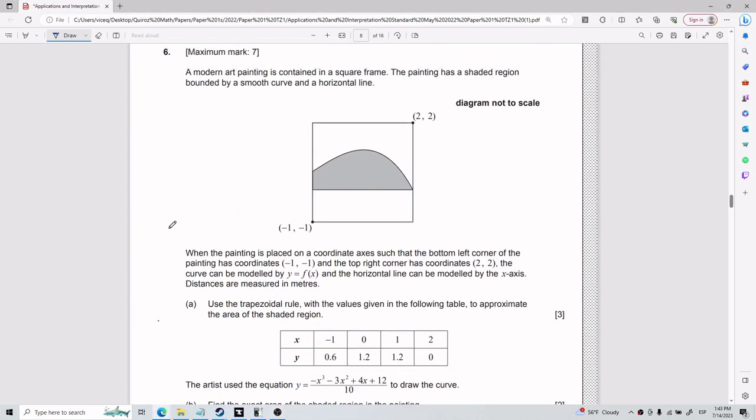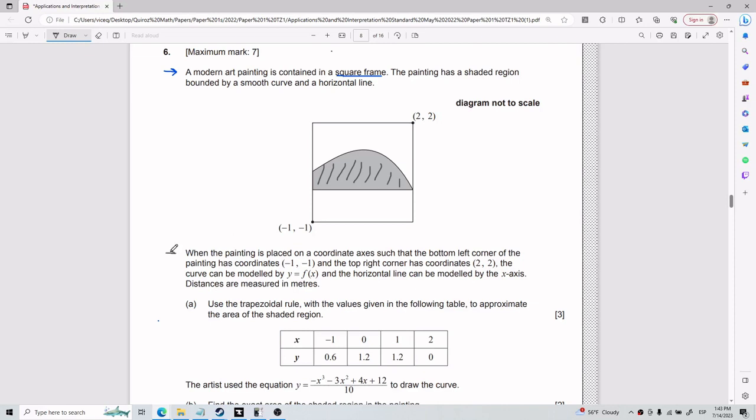All right, so for this sixth one, we have that a modern art painting is contained in a square frame. The painting has a shaded region bounded by a smooth curve and a horizontal line. So this painting has, of course, what's already shaded, this. See? That's the shaded region.